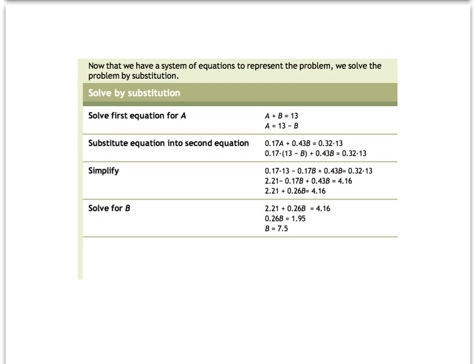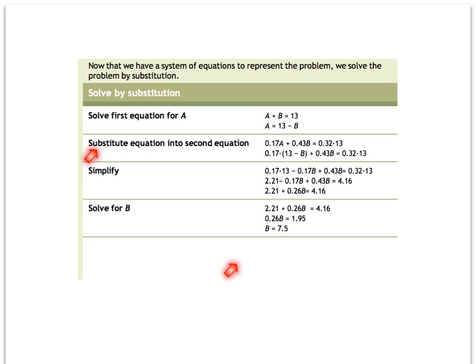So we have our 2 equations. How do we solve them? First, we remember that we learned how to do substitution and elimination in a previous lesson. This problem lends itself nicely to substitution because we can easily get a value for A or B and substitute it into the other equation. So they did this by taking B away from both sides and coming up with A equals 13 minus B.